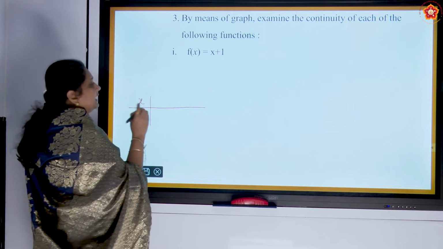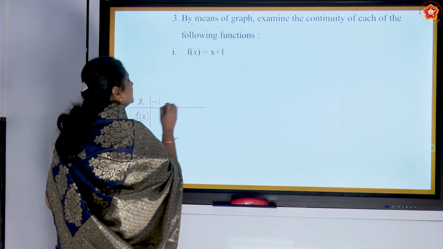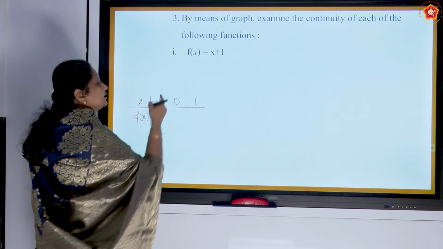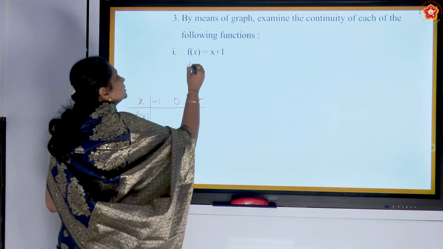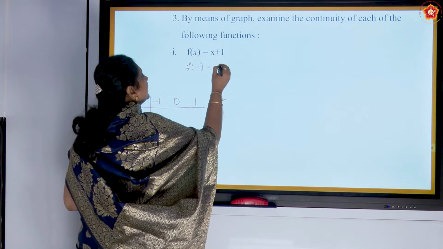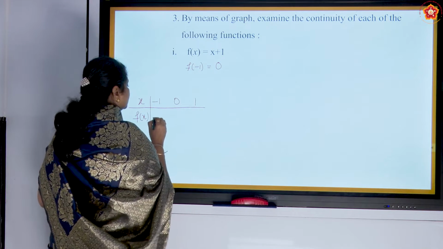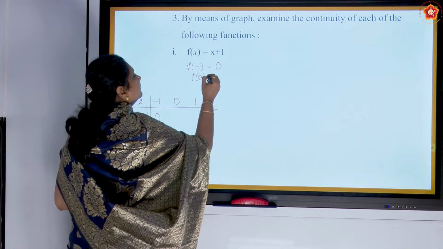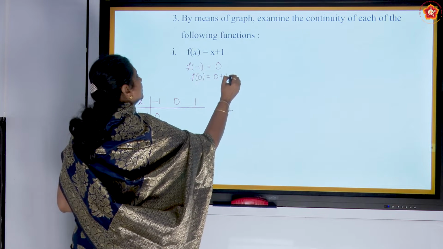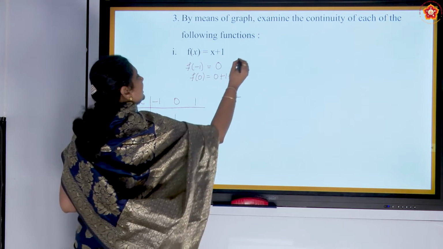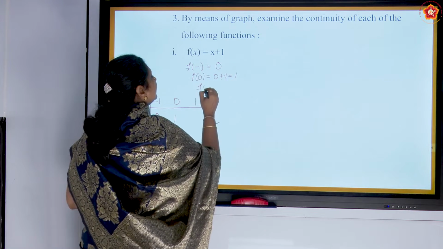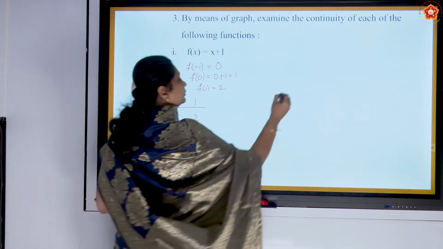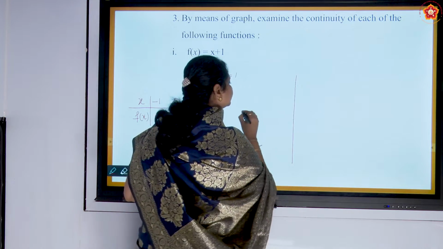Let's take some small numbers: minus 1, 0, 1. We'll take three values of x. At x equal to minus 1, f of x is going to be 0. When x is 0, f of x is going to be 1. When x is 1, f of x is going to be 2. So let me now plot it on the graph.